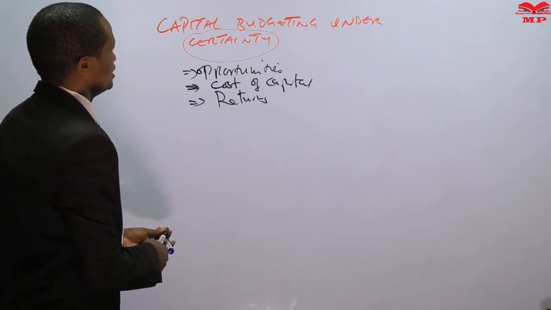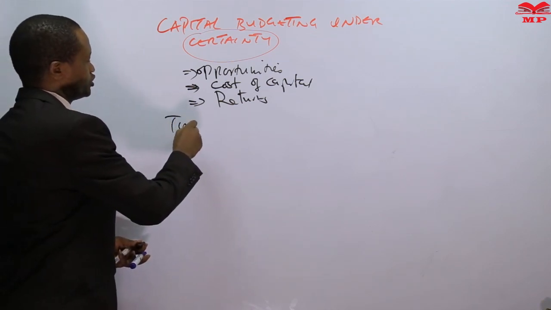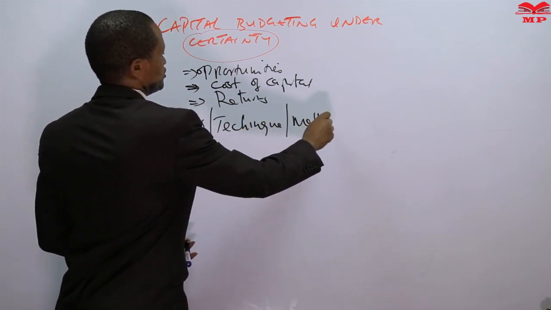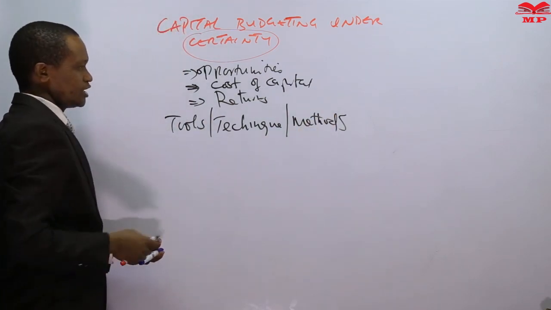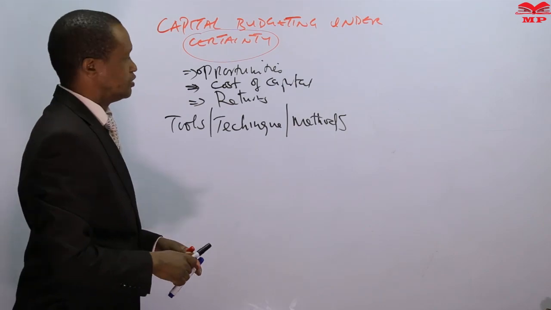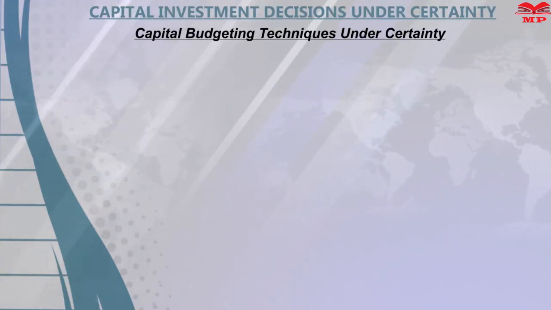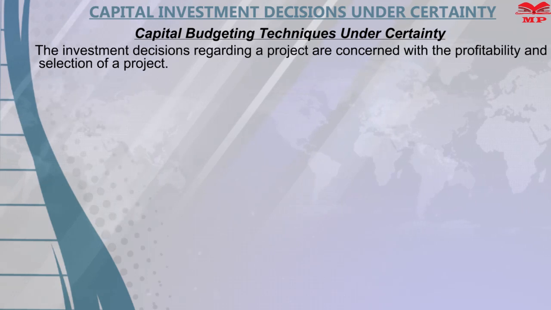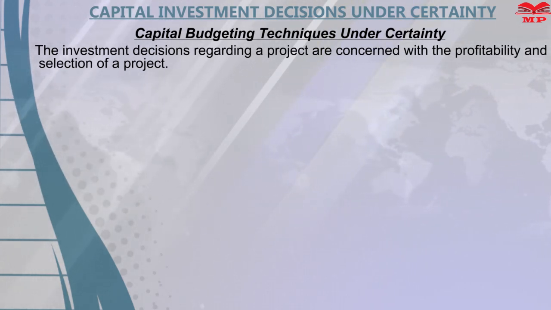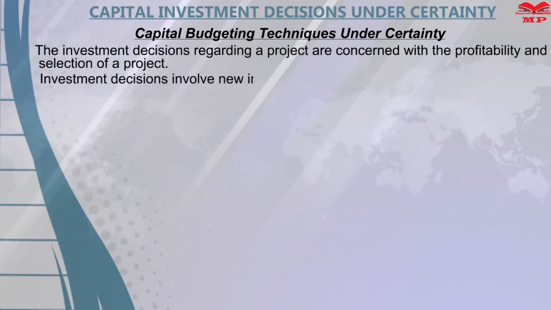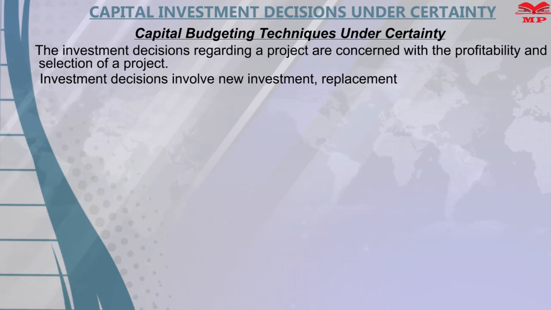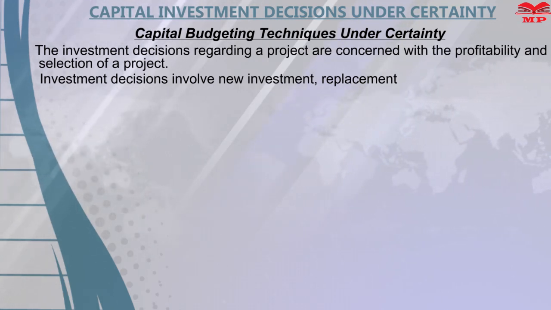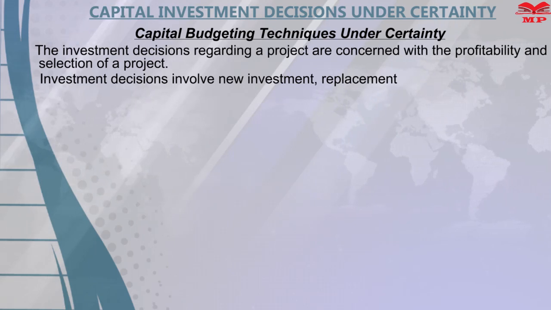We'll be studying the tools or techniques or methods that can be applied in evaluation of capital projects. And the investment decisions regarding our projects are concerned with the profitability and selection of a project. And remember, in our last lesson we mentioned that investment decisions involve new projects or new investments. They also involve replacement and many other aspects we discussed in our last lesson.